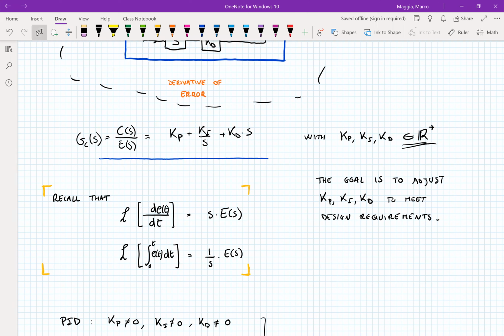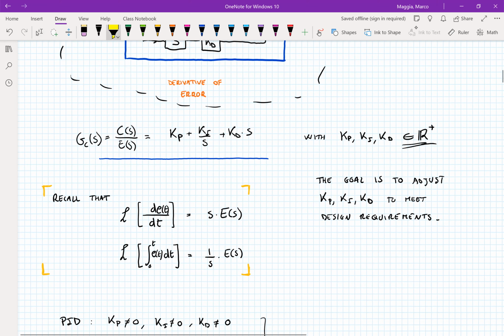So the goal for designing a PID controller is to come up with the values for Kp, Ki, and Kd so that we meet the requirements for our control system, whether it is a requirement in terms of steady state error or a requirement in terms of the transient part of the response, that is percent overshoot, rise time, peak time, so on and so forth.